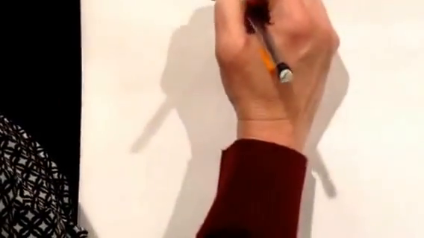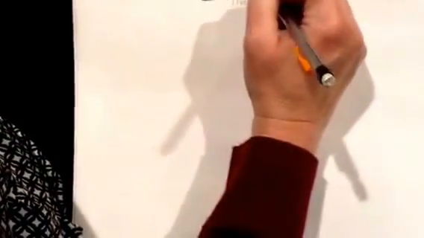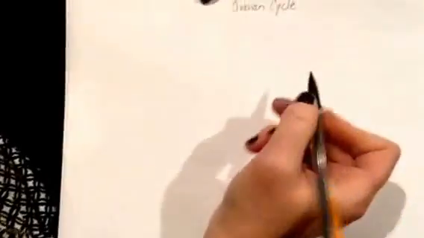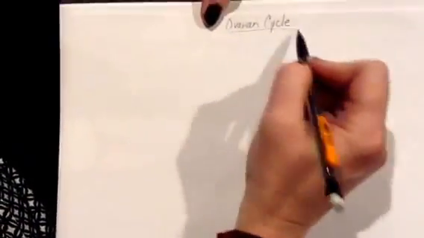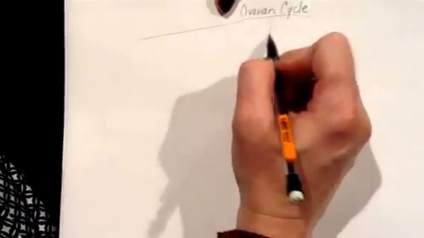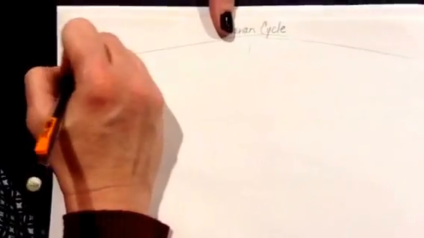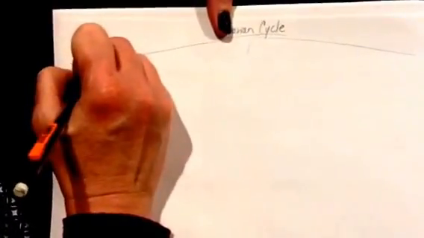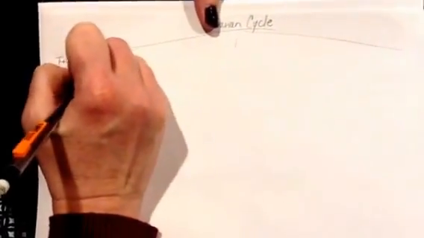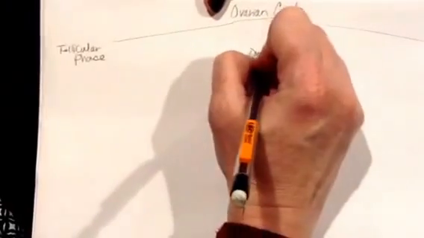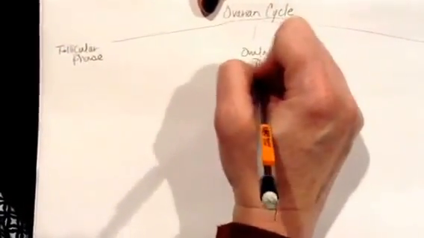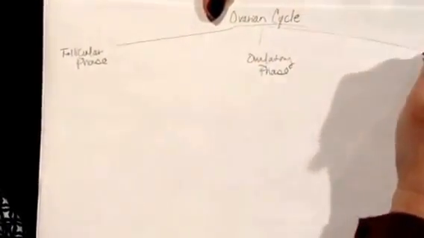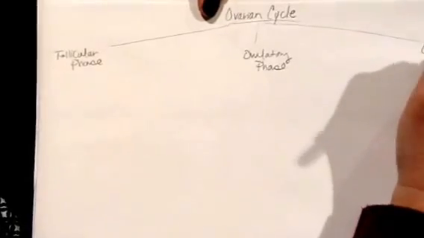Okay, let's review through the ovarian cycle that we went through today. Now the ovarian cycle we know has 3 phases. We have the follicular phase, we have the ovulatory phase, and then we have the luteal phase.